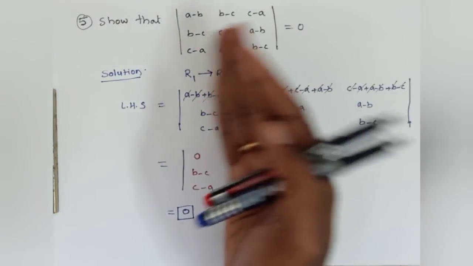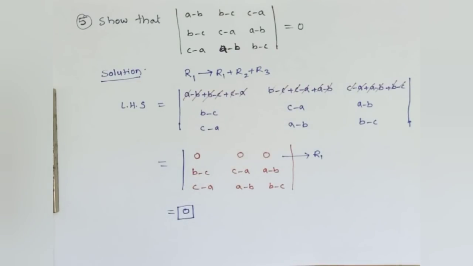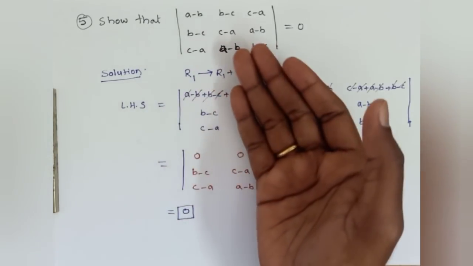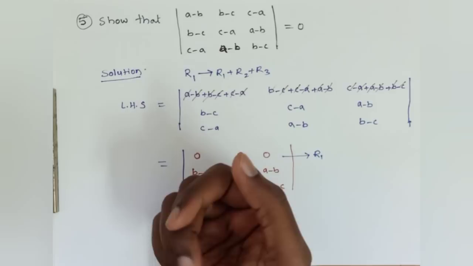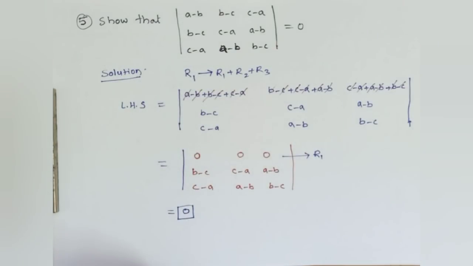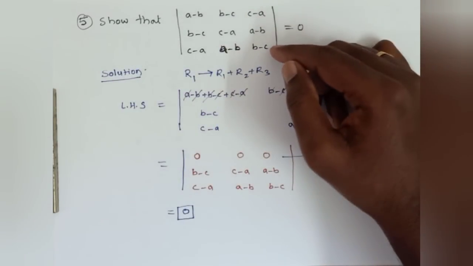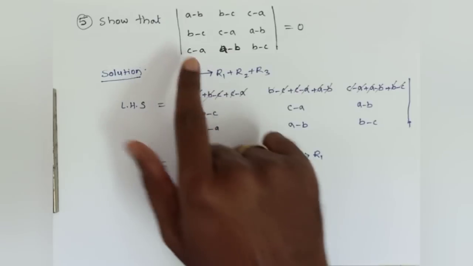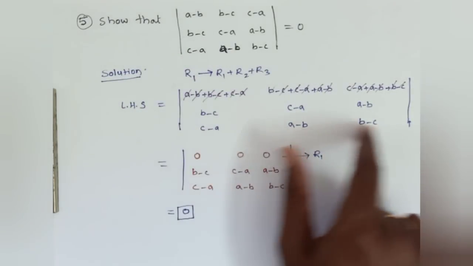Similarly, you can apply column operations also. This is not the only solution; you can add all the elements to row 2 also, no problem, or to row 3 also. You'll get the same result. For example, if R3 changes to R3 plus R2 plus R1, this part also becomes 0.